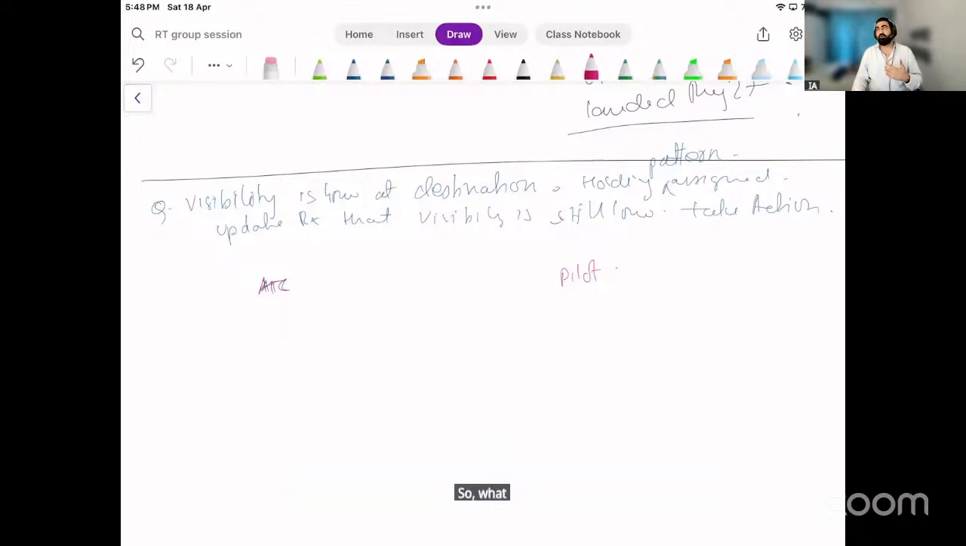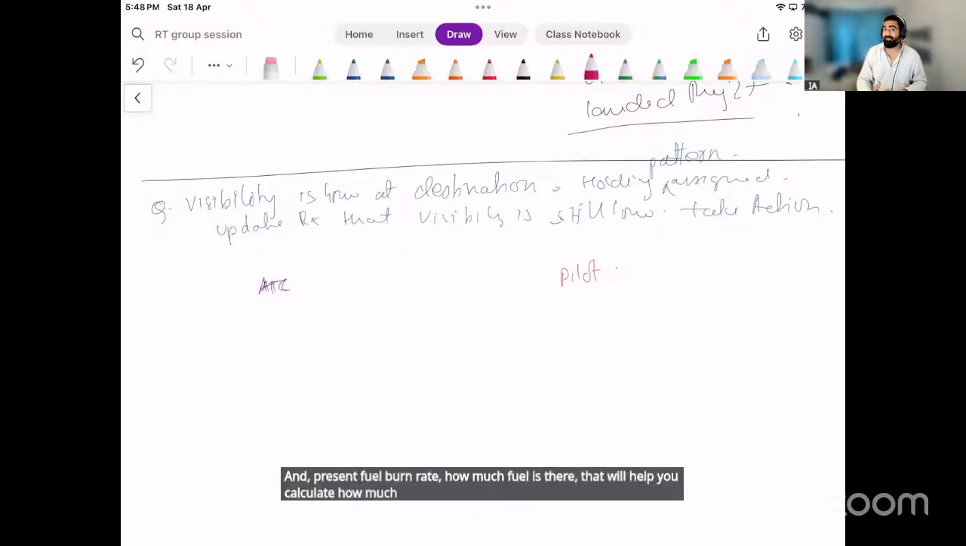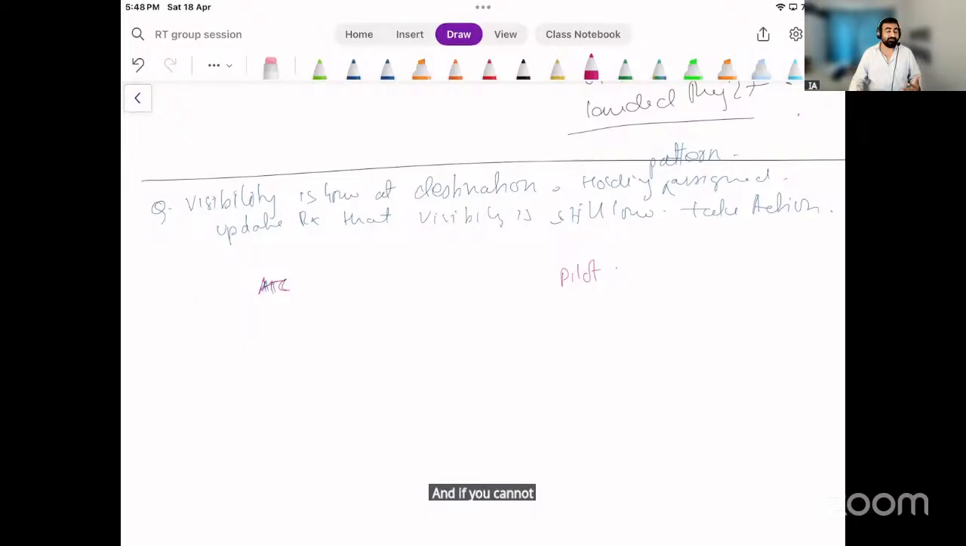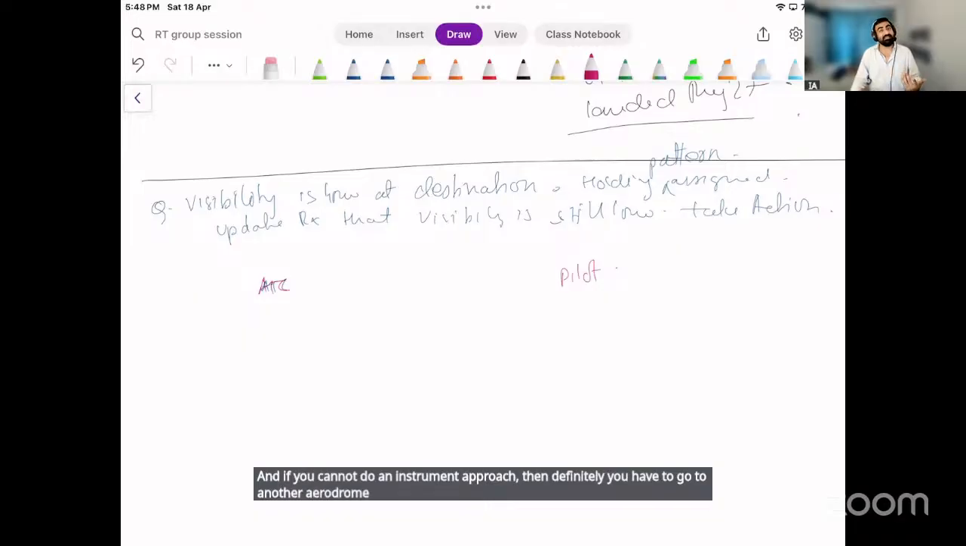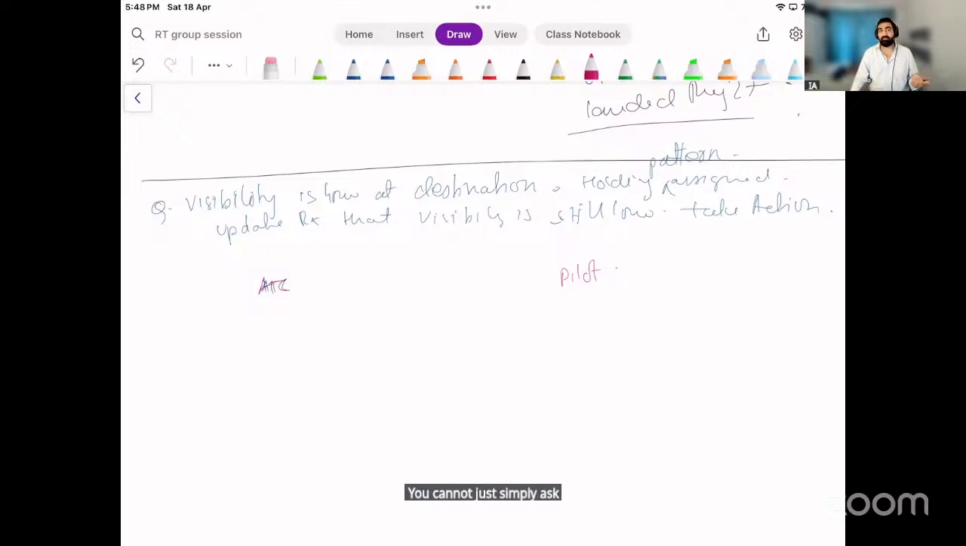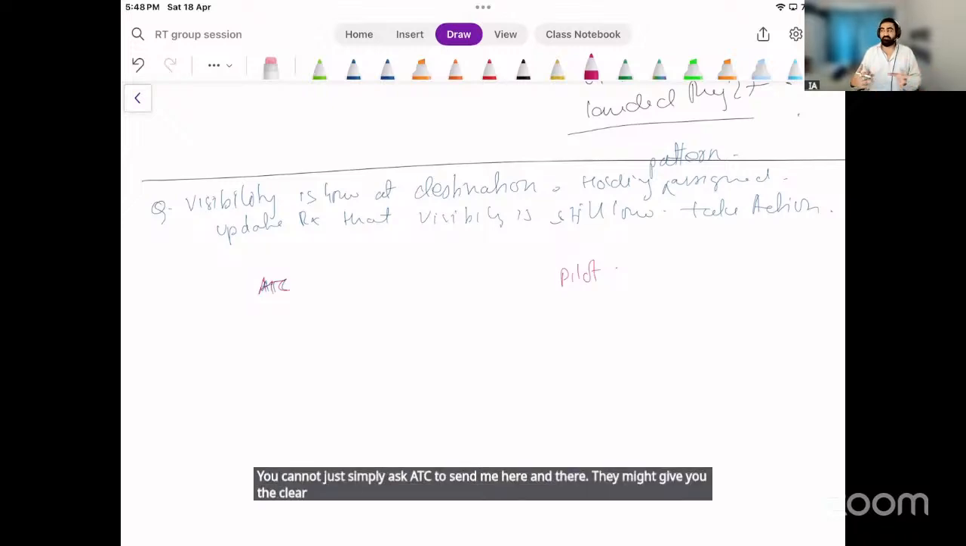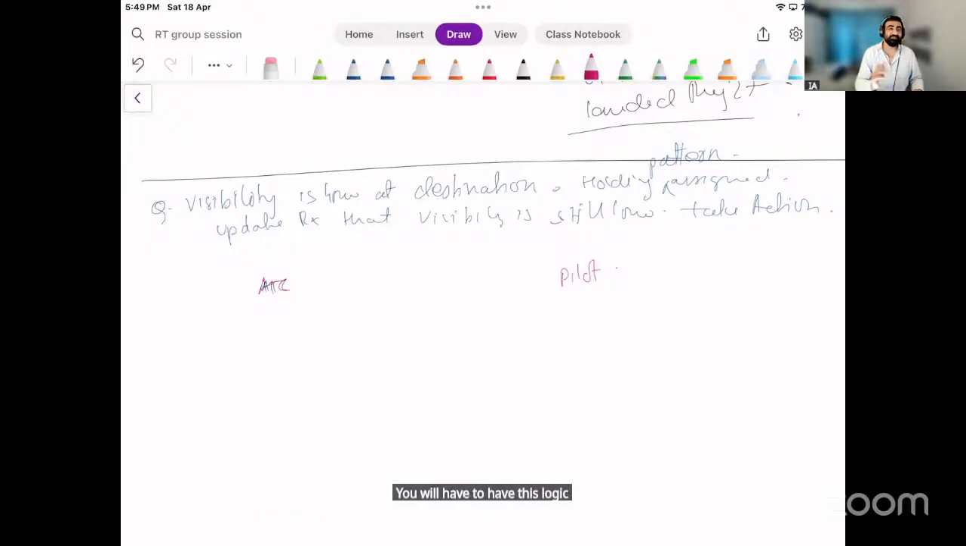So what is your fuel burn rate? Your present fuel burn rate and how much fuel is there will help you calculate how much time you have in air. That's how you'll calculate your endurance. And if you think, okay, I'm not sure about visibility, weather is bad, I'll not be able to land, and if you cannot do an instrument approach, then definitely you have to go to another aerodrome, but you have to calculate. You need to know if it is safe or not. You cannot just simply ask ATC to send me here and there. They might give you the clearance, but is your fuel sufficient to travel till that time? You will have to have this logic also in your calls because your examiners are expecting that.